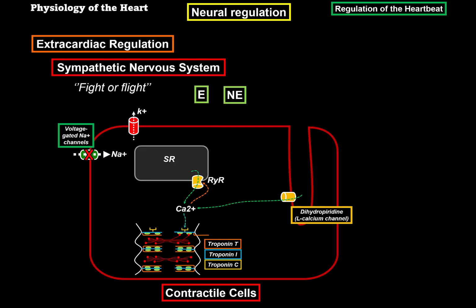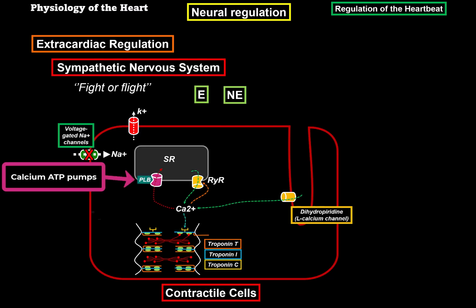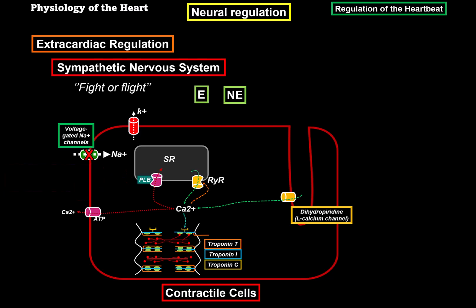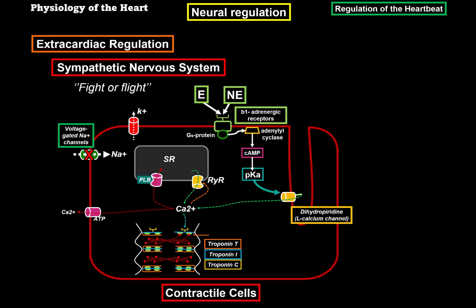And when the cell repolarizes, it gets rid of the intracellular calcium using calcium ATP pumps located in the sarcoplasmic reticulum and also in the cell membrane. Now, the contractile myocardium also has beta-1 adrenergic receptors, which follow the same pathway once the epi and norepi bind. G protein gets activated, which will activate adenylyl cyclase, which increases cyclic AMP production to then activate protein kinase. What protein kinase is going to do now is that it's going to phosphorylate the L-type calcium channels to enhance calcium influx during the plateau phase.